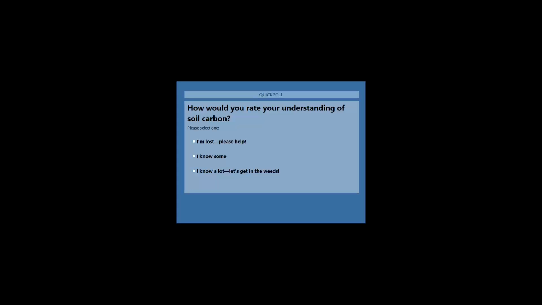The second question is more about where you're at in your understanding of soil carbon. This is anonymous. It's just to help us get a feel for where folks are at in the audience today and what kind of level of information is helpful. So you can pick you really don't know very much and you're wanting more basic information, you know some or you know a lot and you're ready to get into the weeds.